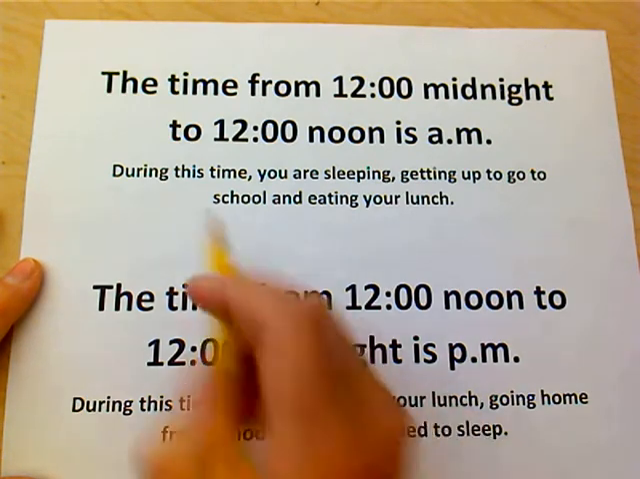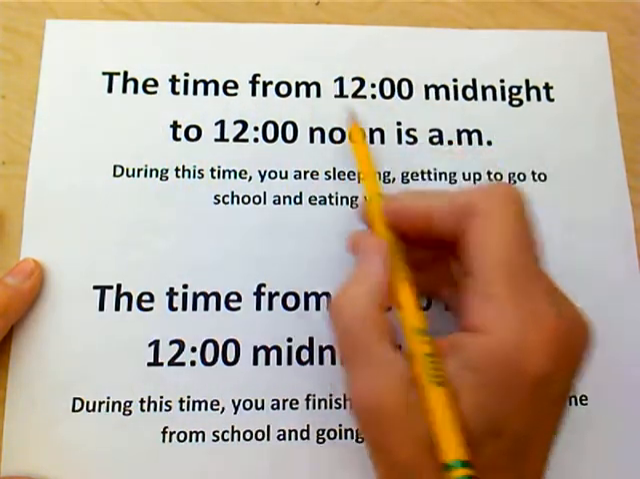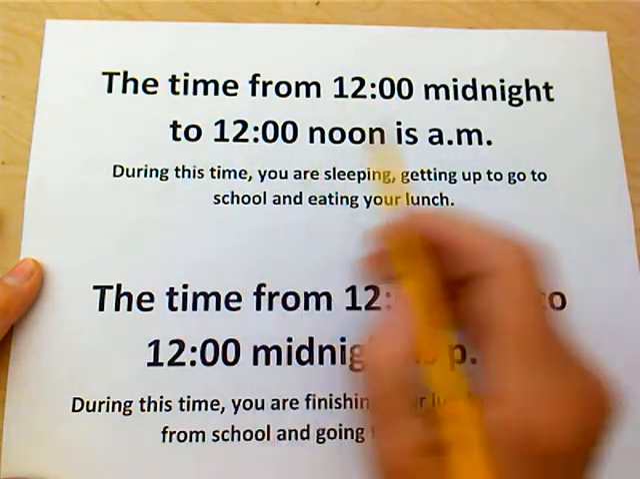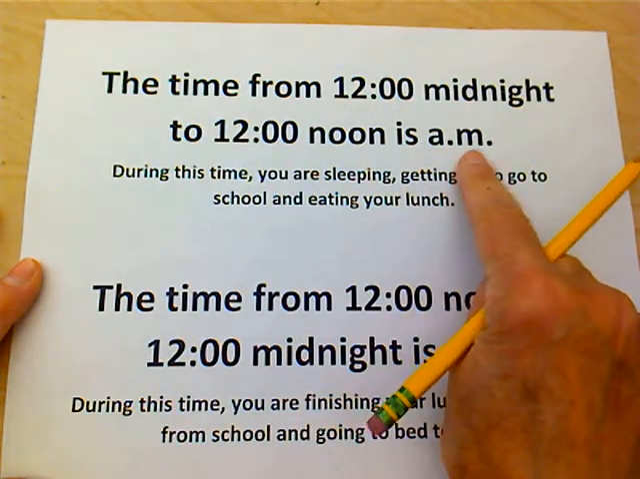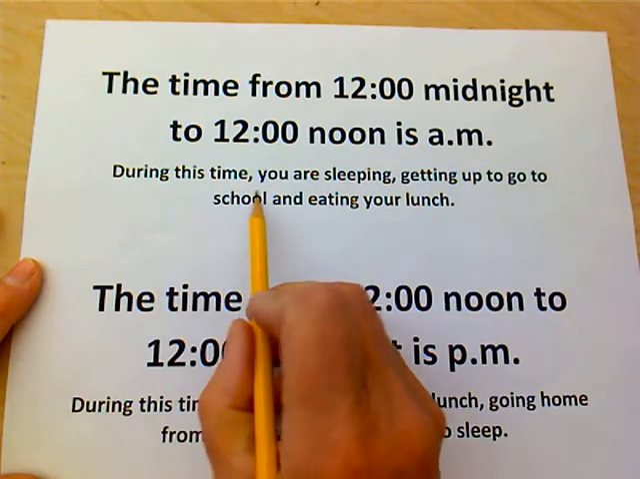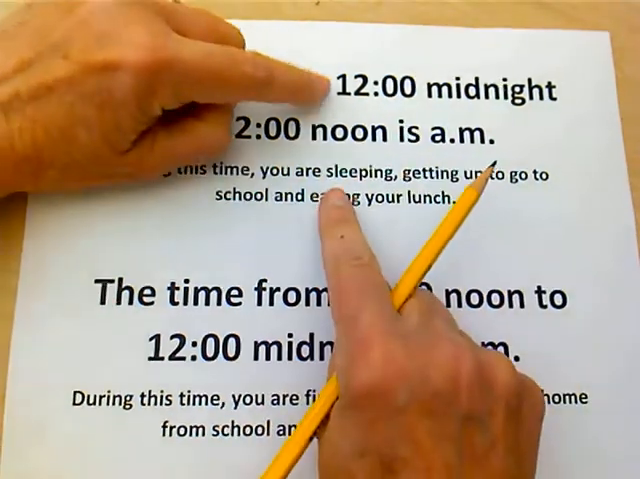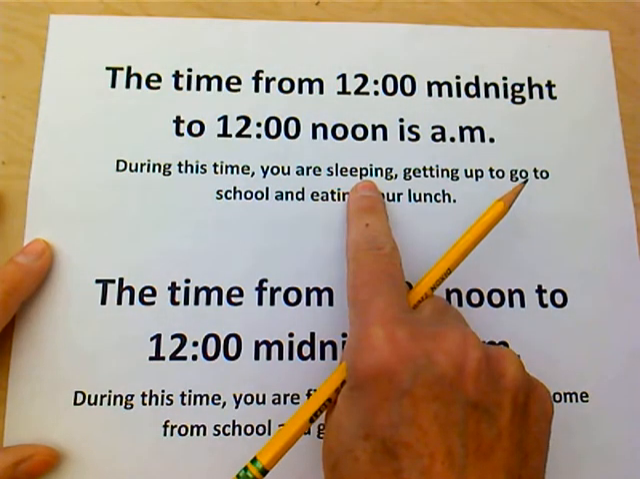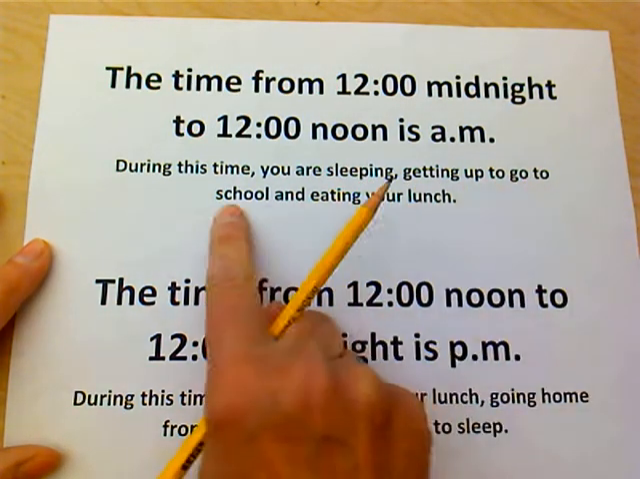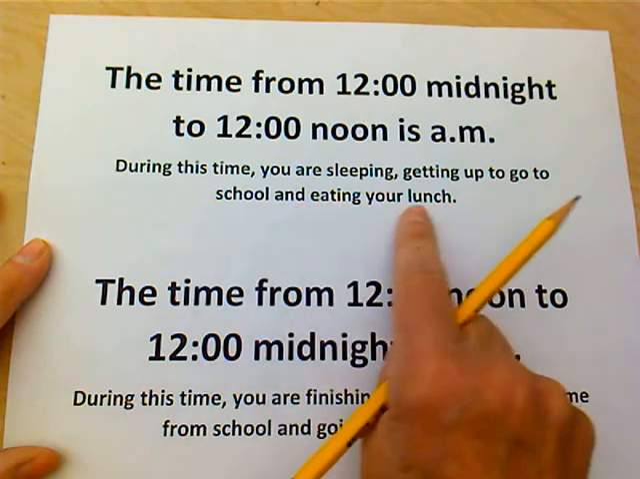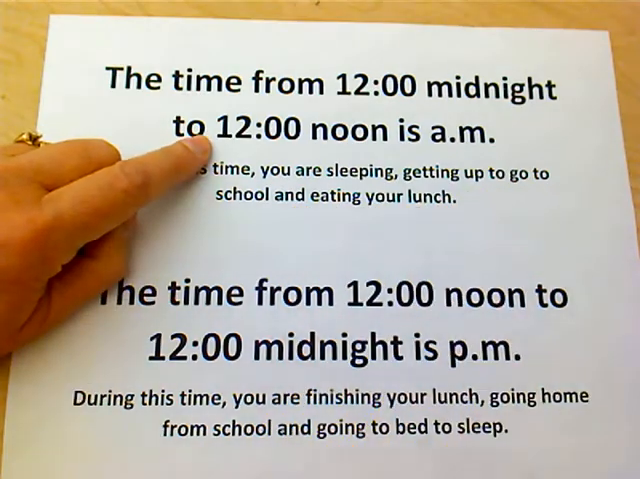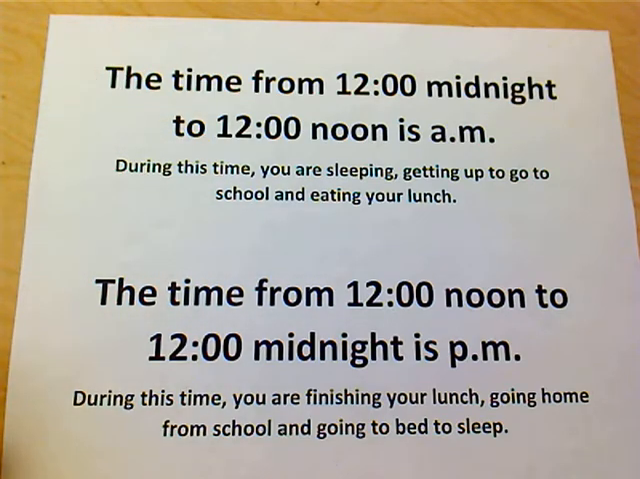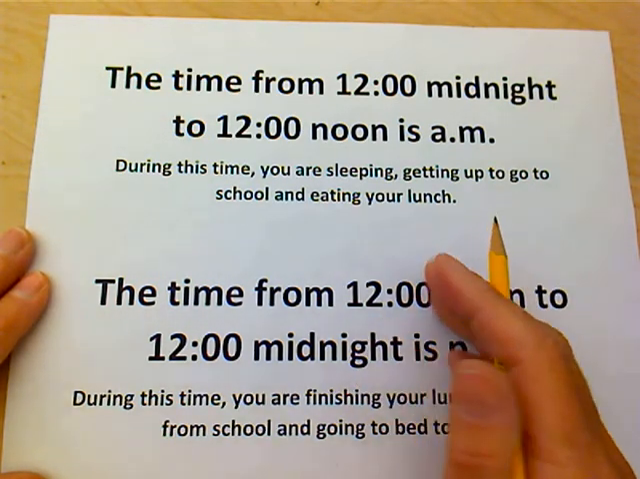The time from 12 o'clock midnight, okay, this is when you're sleeping, to 12 o'clock noon is an AM time. During this time, here's some of the things that you're doing. At midnight, you're probably going to be sleeping, and as the time goes on, you'll be getting up to go to school. And typically, we eat lunch about noon. Not everyone eats lunch at noon, but it's about noontime. So that would be an AM time.